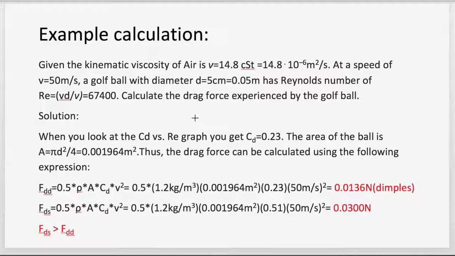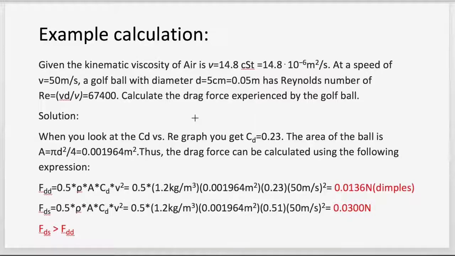Now, we took the solution to that, and we found that when we look at the drag coefficient versus the Reynolds number graph, we get a drag coefficient of 0.23, and the area of the ball is just going to be pi times the diameter squared over 4. So we got 0.001964 meters squared. Thus, we know that the drag force can be calculated using this expression on the bottom, and the force was equal to this equation over here.